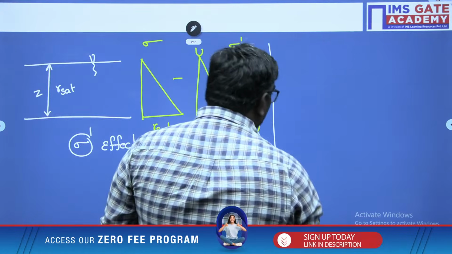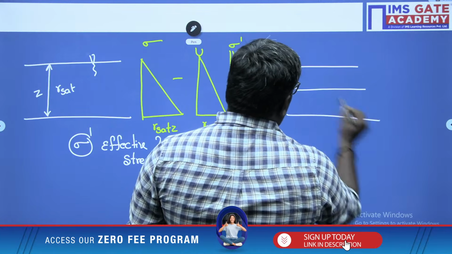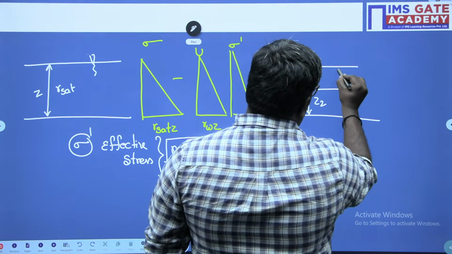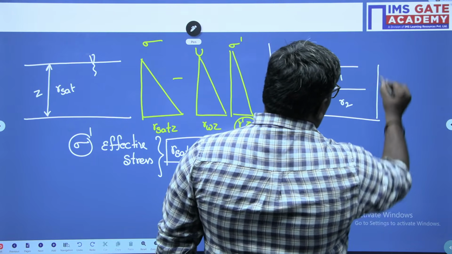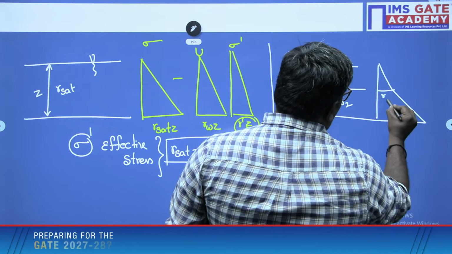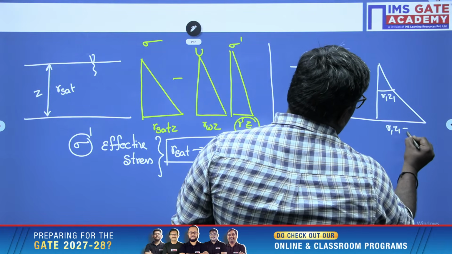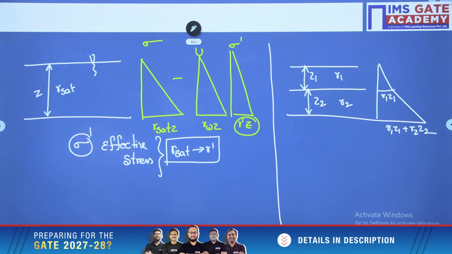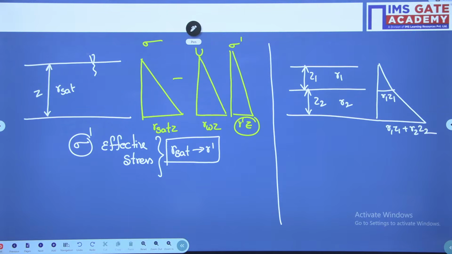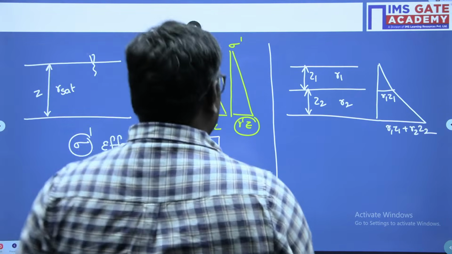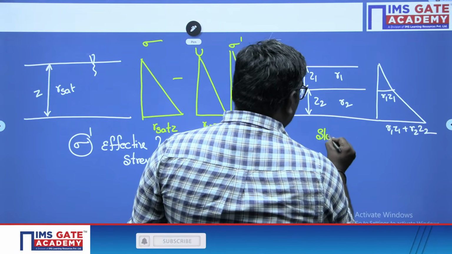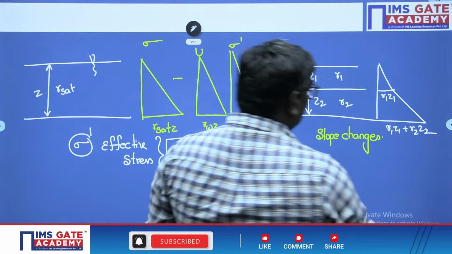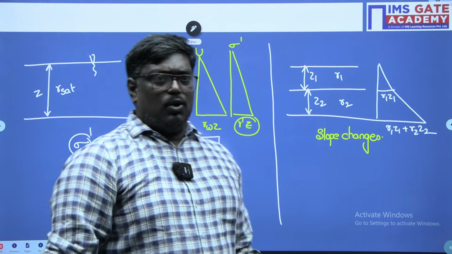Similarly, if the soil has different depths Z1 and Z2 with different soil strata, having gamma 1 and gamma 2, then it will be gamma 1 Z1 and then gamma 1 Z1 plus gamma 2 Z2. So when a soil is having different strata, you should understand here that the slope changes. What, sir? Here, slope changes. Okay, sir. I hope you are clear. Next.